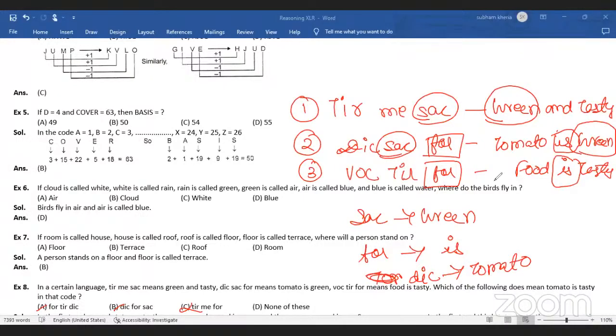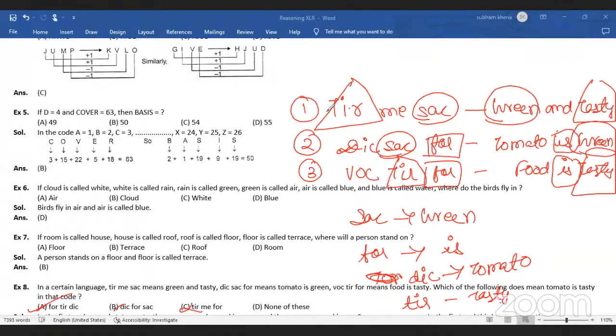So let's find the code for now. Tomato is tasty. Let's find the code for tasty. Tasty is here and here. In the first and third, what is common? Tar. So triangle this tar and triangle this tar. And what is the common word here? Tasty. Tasty is common. So what can I write? Code for tasty is tar. So tomato is tasty will be for dick tar. That is the first option.